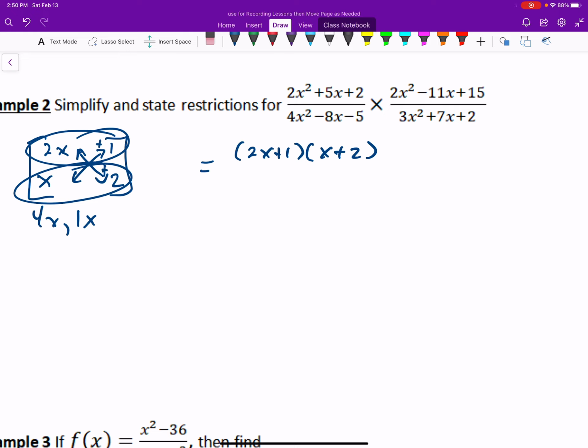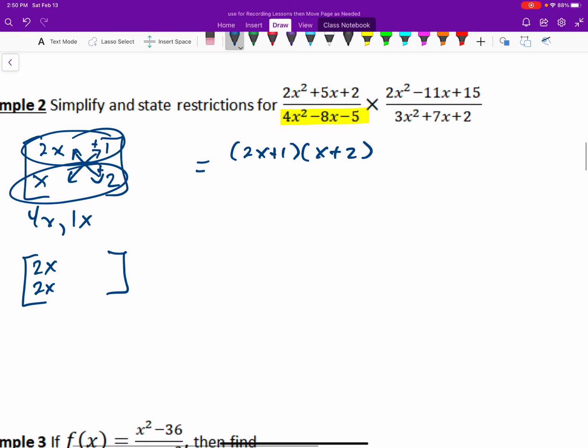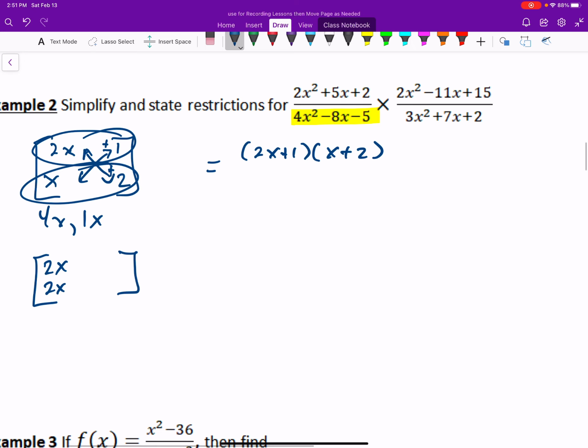For the next one, do trial and error again. And so for 4, maybe I'll just try doing 2x and 2x. Again, I like to take the factors that are closest together. So for 4, I could do 4 and 1 or 2 and 2. I'm going to go 2 and 2 because they're closest together. For 5, I can only do 5 and 1.